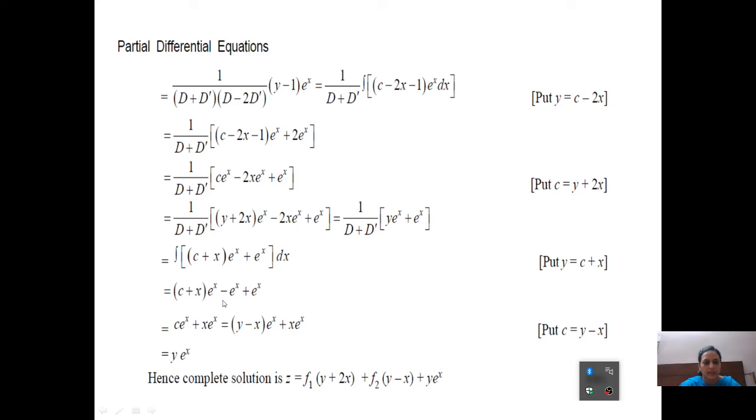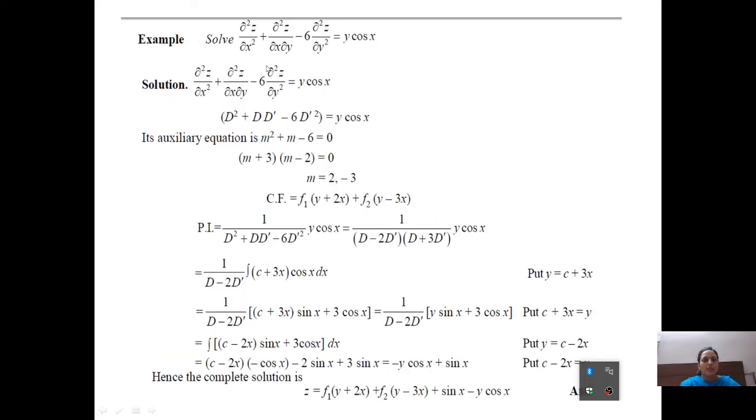And after solving this, don't forget to place this expression back to y. After solving this, we have to place this expression back to y itself, and in the last step of the solution we will obtain this. This is the PI part of this question. So the complete solution can be written as the sum of the CF part plus the PI part. This is the CF part and this is the PI part. The sum of these two parts is written as the complete solution. So this is the method.